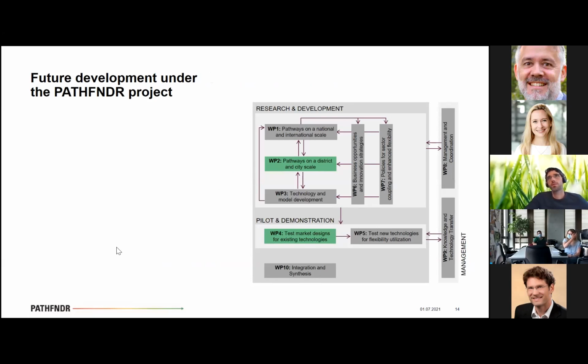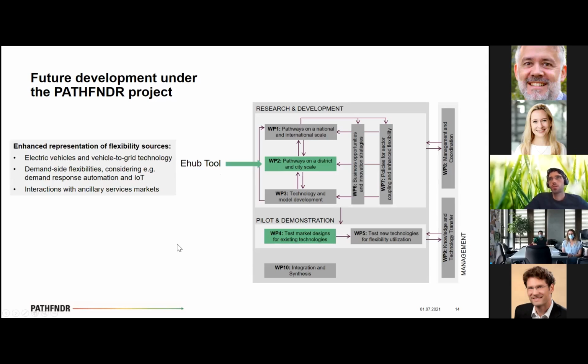First is the future development of the software in the Pathfinder project. So we are, as EMPA, involved in 2 work packages in Pathfinder. One is work package 2, which focuses on district and city scale, and work package 4, which is a P&D project in development.